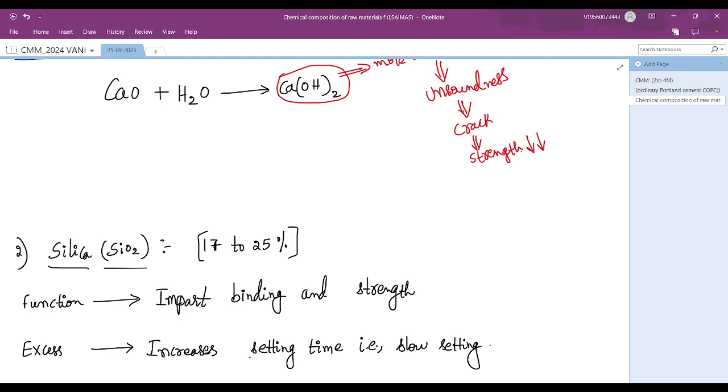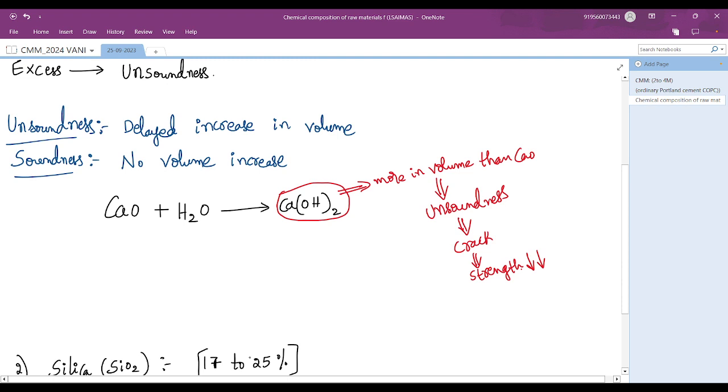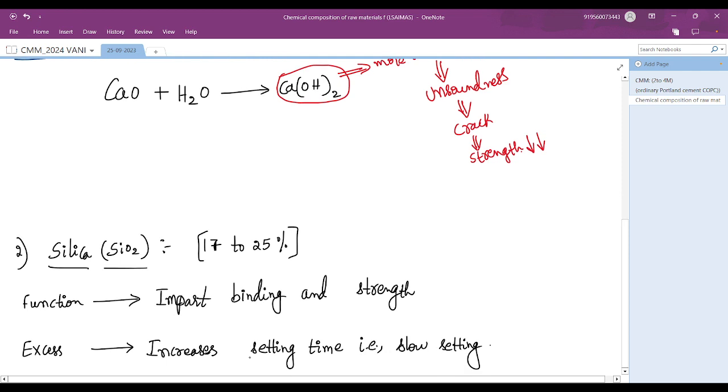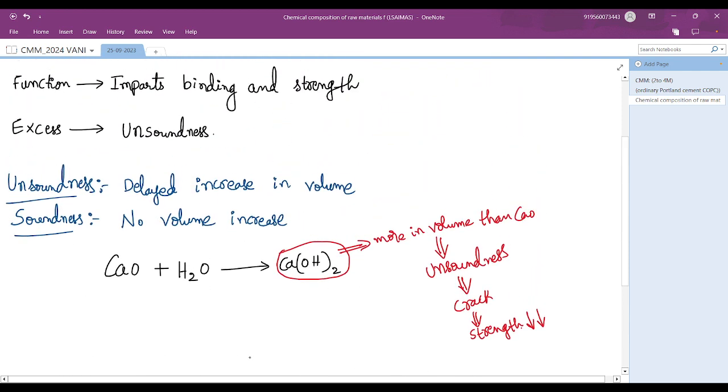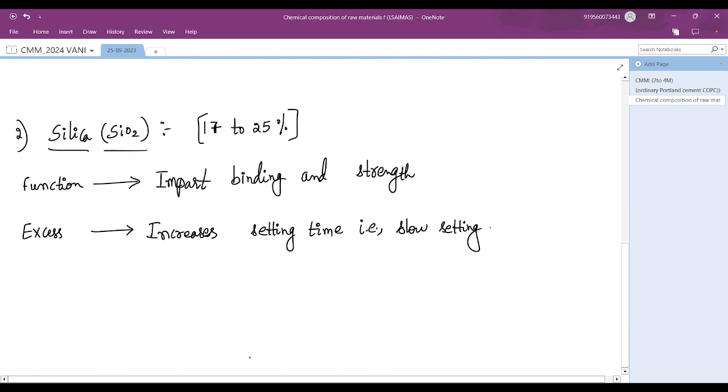Setting is nothing but losing plasticity present in the cement. It means for the cement to gain strength, or to get harder, we need to add water to it, isn't it? That is known as hydration of the cement. Without the hydration of the cement, there is no development of strength and binding nature of the cement.